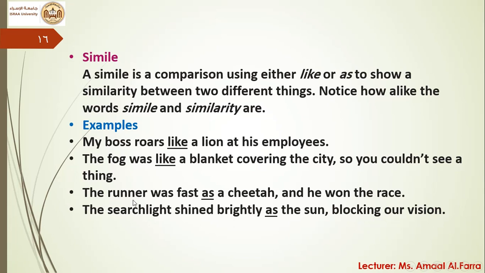When we see here runner and cheetah, they are different, but we compare between them with as because both of them are fast. The same here. Searchlight and sun have what? Shining. They are shining brightly. So they share, or they are similar in shining. And in blocking our vision, we use as to compare between them.